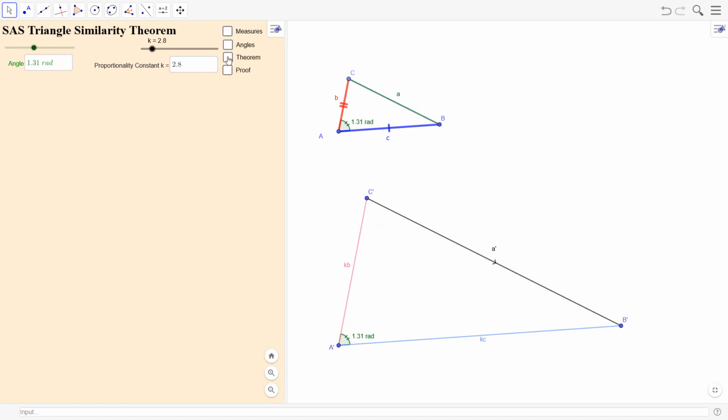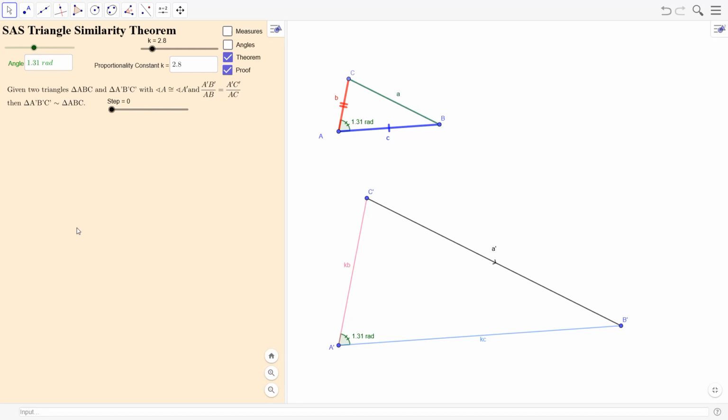So what would that theorem say? It would say this: given two triangles, triangle ABC and triangle A prime B prime C prime, with angle A congruent to angle A prime, and the distance A prime B prime over the distance from A to B equal to the distance A prime C prime over AC, which we can call k, then triangle A prime B prime C prime is similar to triangle ABC. That's what we think happens here. Let's see if we can prove that.